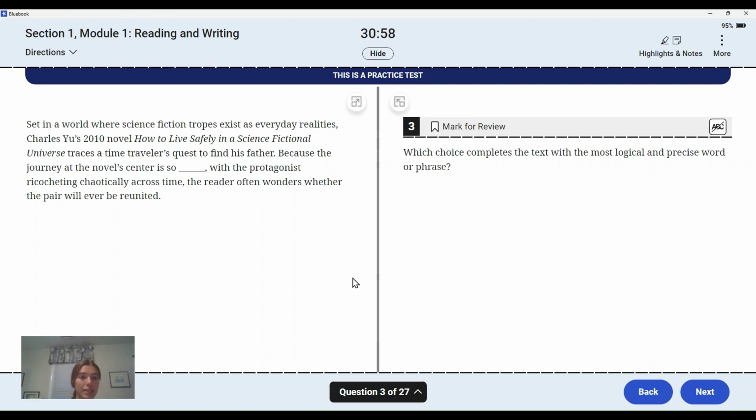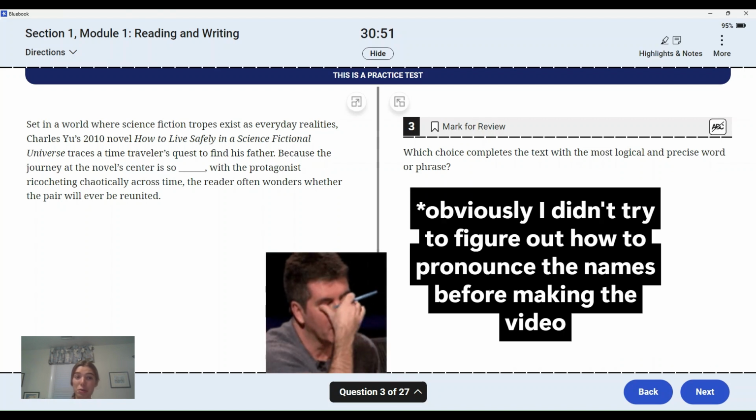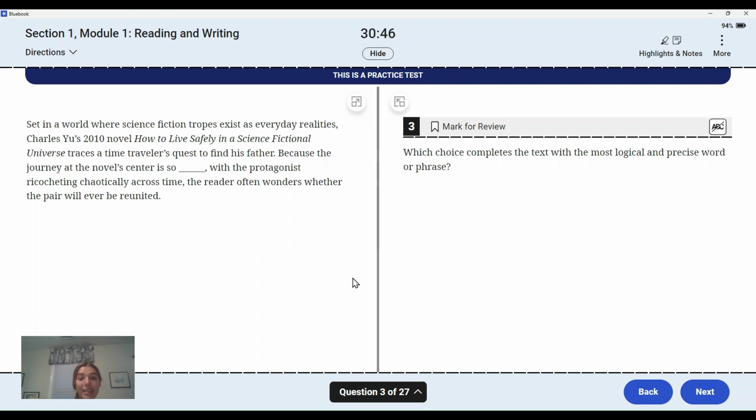Set in a world where science fiction tropes exist as everyday realities, Charles Yu's 2010 novel, How to Live Safely in a Science Fictional Universe, traces a time traveler's quest to find his father. Because the journey at the novel's center is so blank, with the protagonist ricocheting chaotically across time, the reader often wonders whether the pair will ever be united.